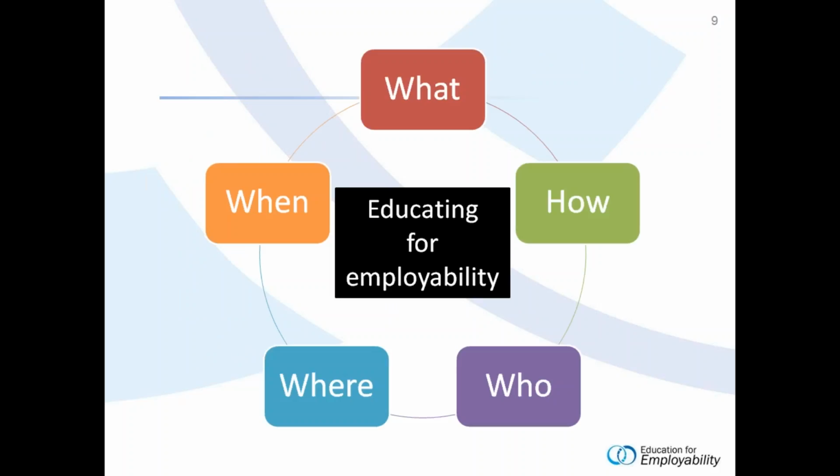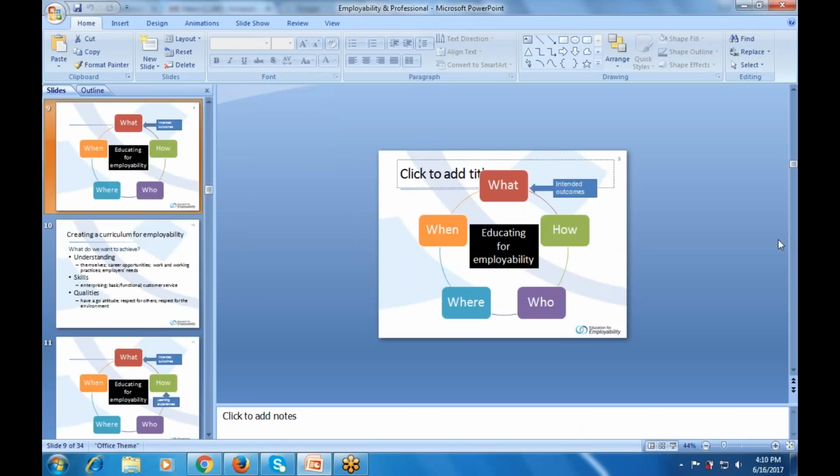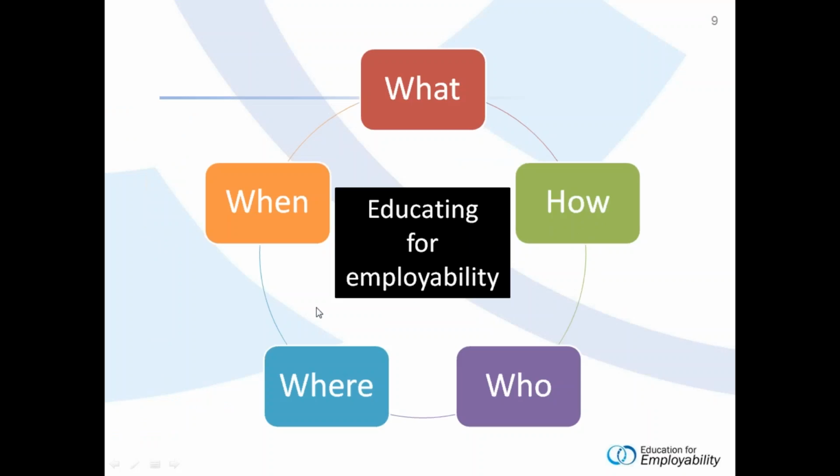Now, educating for employability. How can we educate for employability, how do you develop your skills? There are 5 questions: what, where, when, who, how. I'm repeating again: what, where, when, who, how. These are the 5 questions that must be answered one by one. Educating means how to educate for the employability skills. Now let's take these questions one by one.